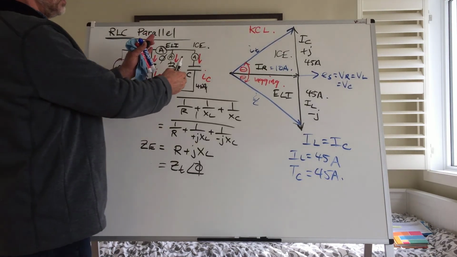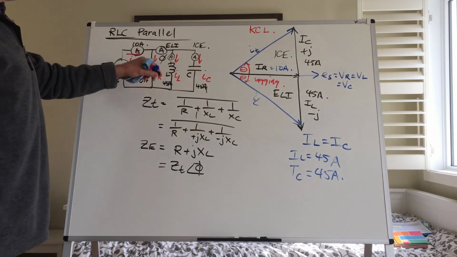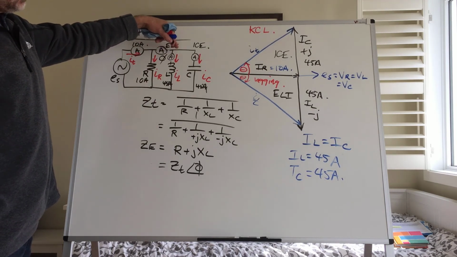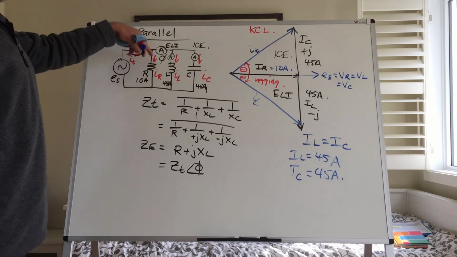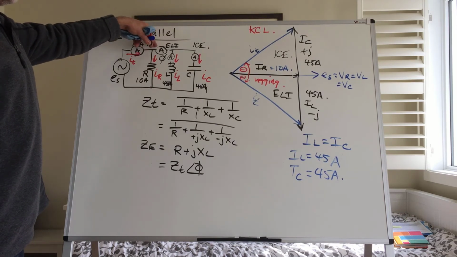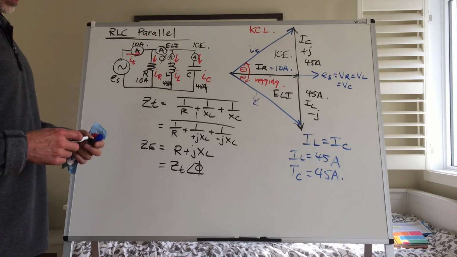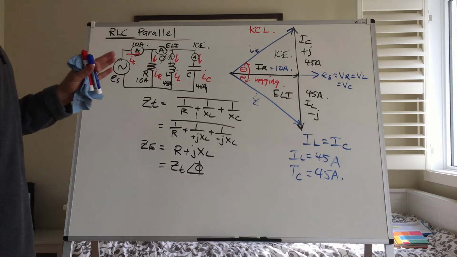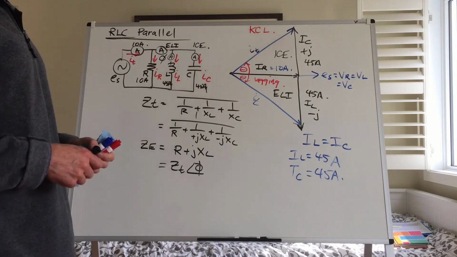Because you've got to remember, these two currents are 180 degrees out of phase. So as a result, their total current is IL added on to IC, plus J45 added on to minus J45 gives you a 0 net value. That 0 net value, when added to this 10 amps, is going to give you 10 amps, and you're going to have an I total value of 10 amps. But this is indicating that you can have branch currents greater than the total current in parallel.